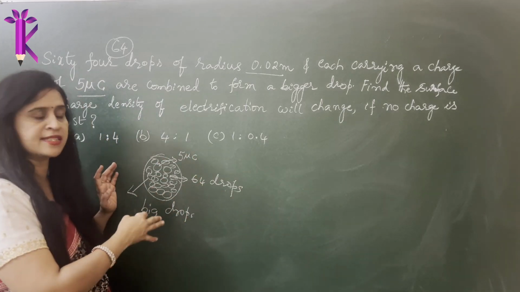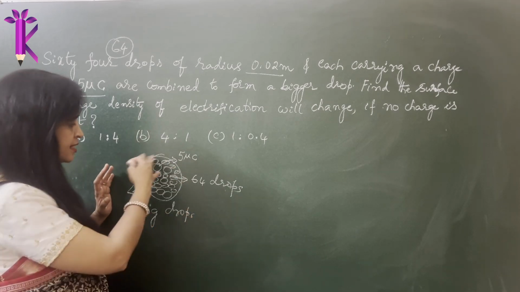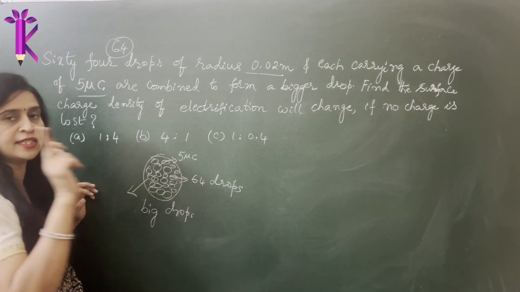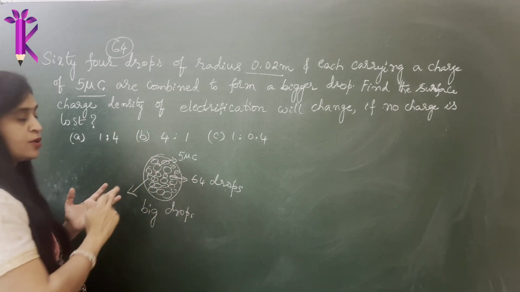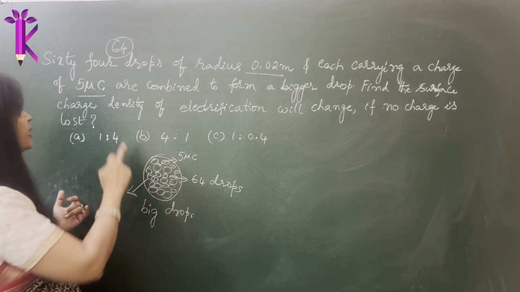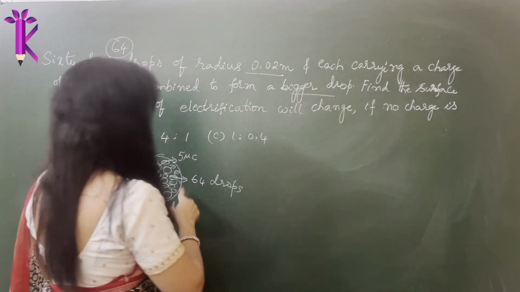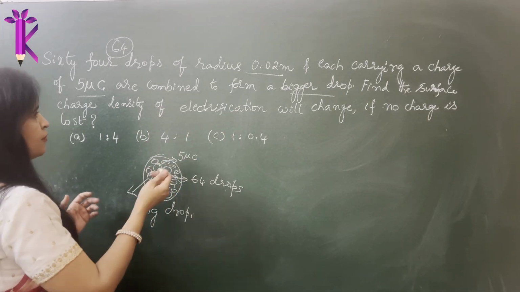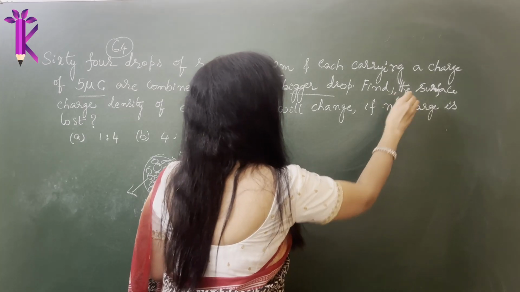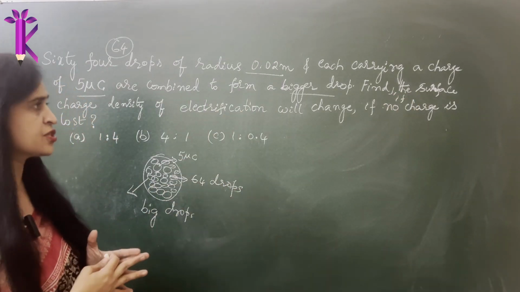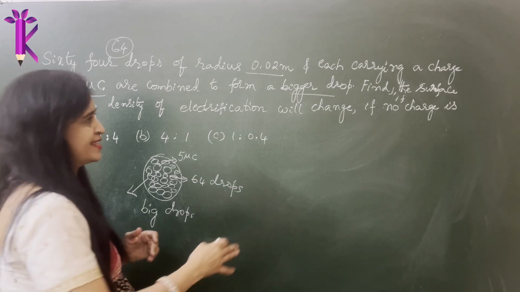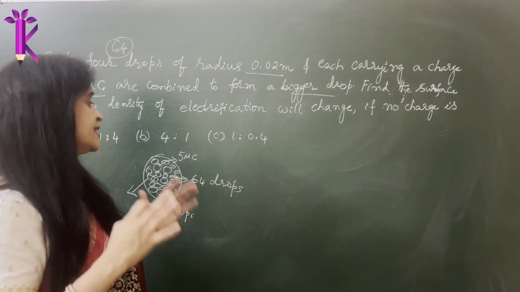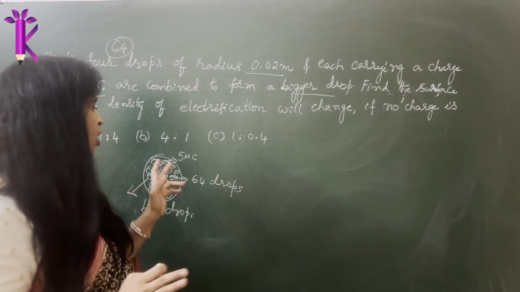So you see the volume is conserved, none of the charge is lost, everything is conserved. All the charges and all the drops are combined together to form one big drop. Nothing is lost. Volume conservation and charge conservation are both happening here. They are combined to form one bigger drop, as I said. Find if the surface charge density of electrification will change if no charge is lost. Okay, if is here, if no charge is lost, that's what they're saying. We have to assume nothing is lost. All the 64 drops have combined to form one big drop as shown here.